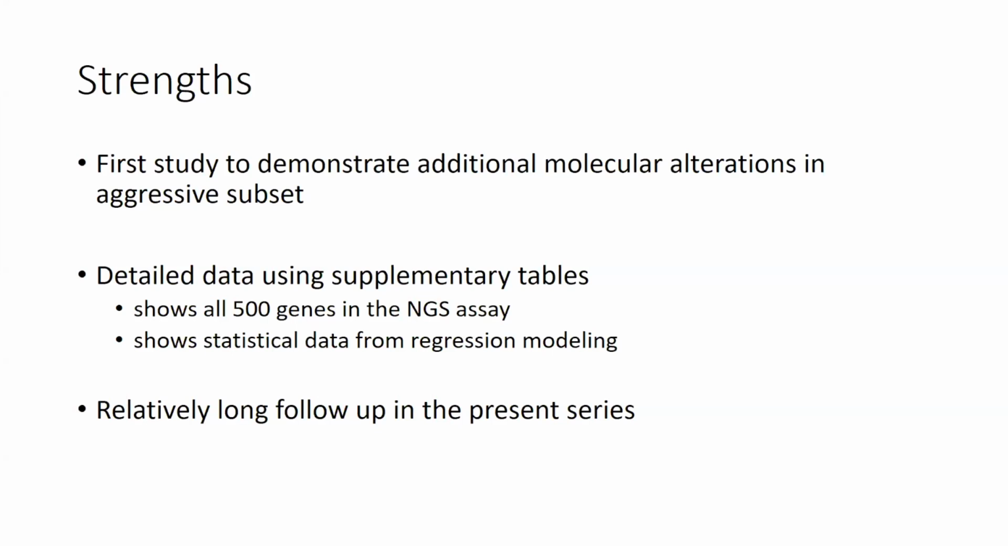In terms of the strengths of the paper, this is the first study to demonstrate that aggressive uterine IMTs harbor additional molecular alterations beyond an ALK fusion. The paper provides detailed data using supplementary tables that can be accessed digitally. For example, they show all 500 genes using the NGS assay, and they show the statistical data from their regression modeling. And as mentioned before, there is a relatively long follow-up period in the present series.